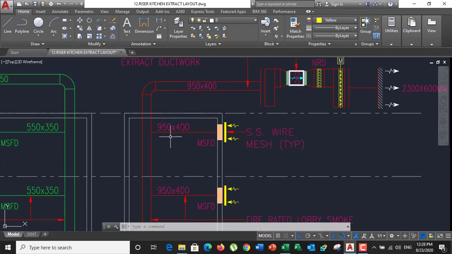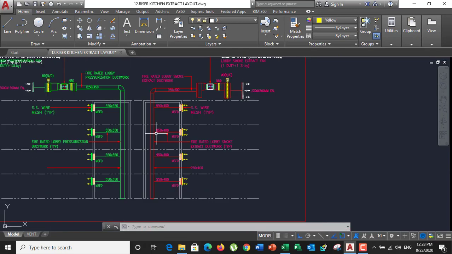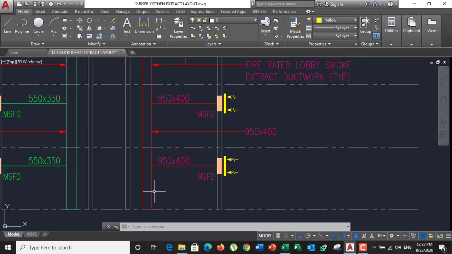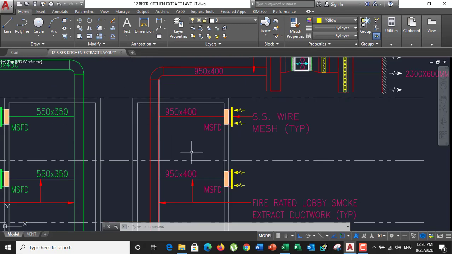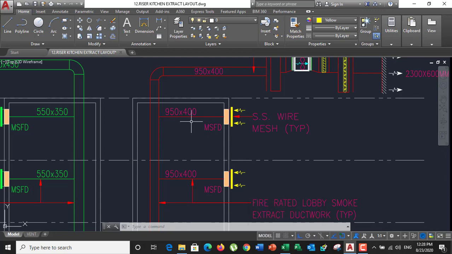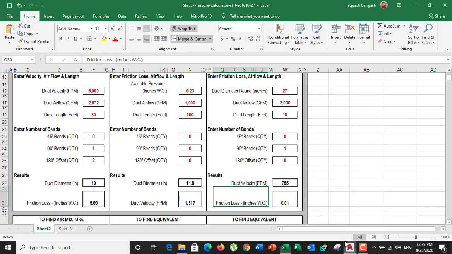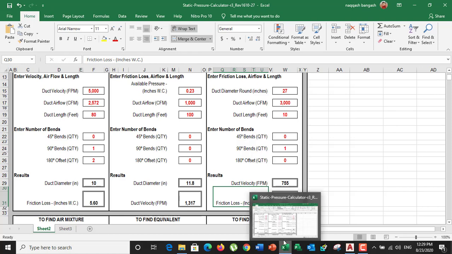Like this is 950 by 400 from here to the bottom. The total friction loss, the external static pressure, will be the friction loss of this duct from here to there. So just calculate using this way. This is the very simple method.